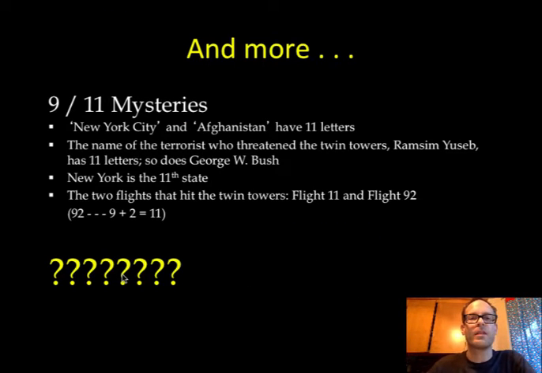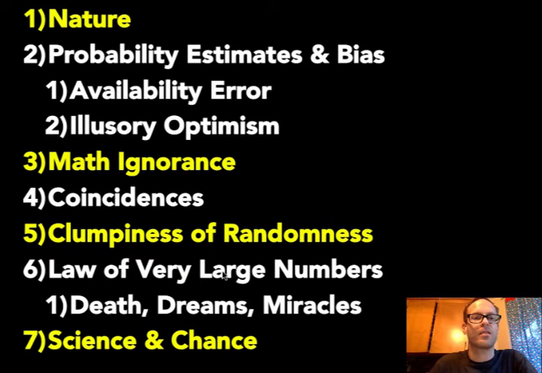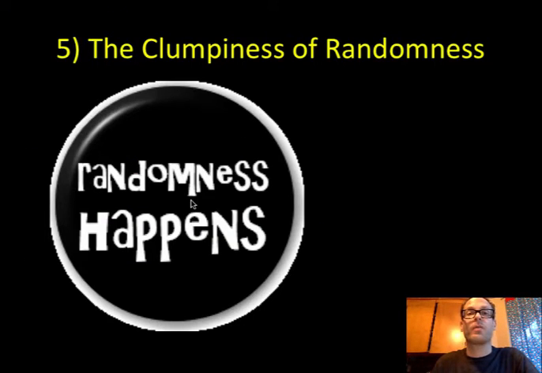You're going to have coincidences, and they're going to take place, and they're going to be very strange, and they will seem bizarre to you. And I'll get to that a little bit more with the law of very large numbers below. We need to cover randomness first. So coincidences are related to math ignorance for us, remember, because we're not good at judging probabilities naturally. Let's jump on to randomness.